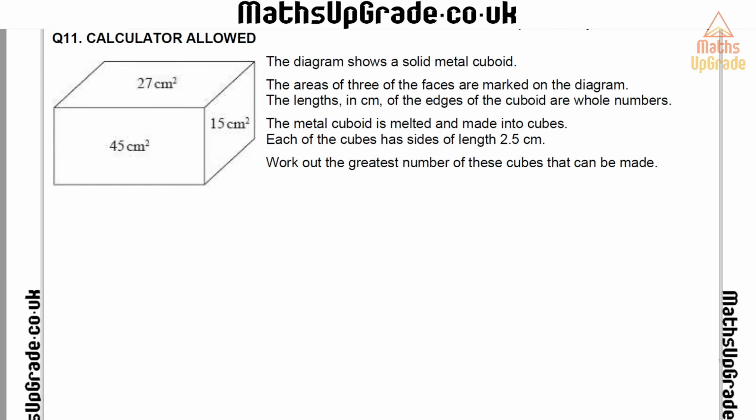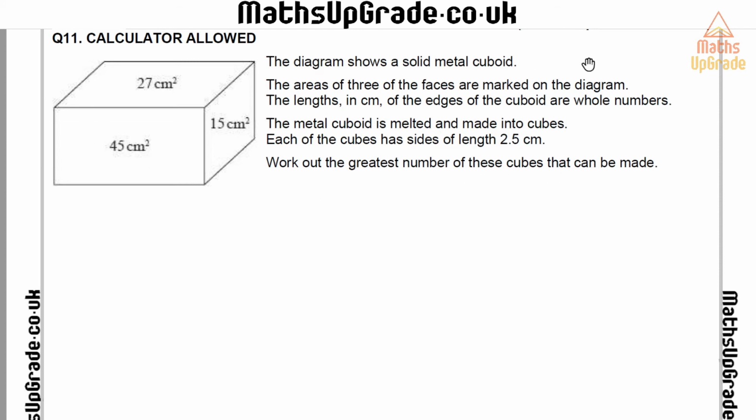Question 11. I'm given a solid metal cuboid. It's a solid. The areas of the 3 of the faces are marked on the diagram. So these are the areas here, not the lengths. But I am told the lengths are in centimeters and that they're whole numbers, so they're integers. The metal cuboid is melted down and made into smaller cubes. Each of the cubes has got a side of length 2.5 centimeters. And I can work out the greatest number of the cubes that can be made. The entire question there is 5 marks.